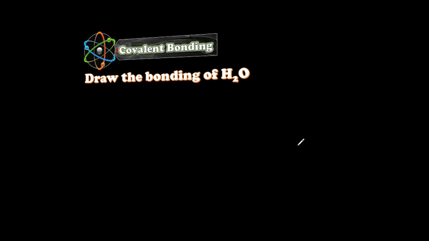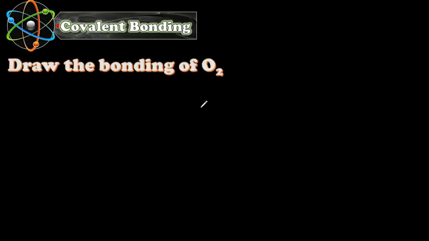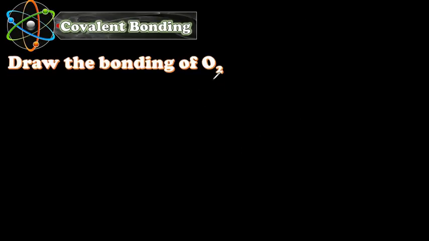Let's look at another example here. We will draw the bonding of an oxygen molecule. So here we have 2 atoms of oxygen. This is 1 atom of oxygen. Let's use another color here. This is 1, 2, 3, 4, 5, 6, and this is oxygen, and this is another atom of oxygen. 1, 2, 3, 4, 5, 6, 7, 8.